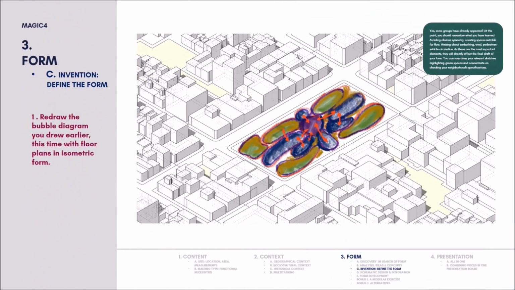C. Invention. Redraw the bubble diagram you drew earlier, this time with floor plans in isometric form. Yes, some groups have already appeared. At this point, you should remember what you have learned: avoiding obvious symmetry, creating spaces suitable for flow, thinking about sunbathing, wind, pedestrian and vehicle circulation. As these are the most important elements, they will directly affect the final draft of your form. You can now draw your relevant sketches highlighting green spaces and concentrate on checking your neighborhood's specifications.